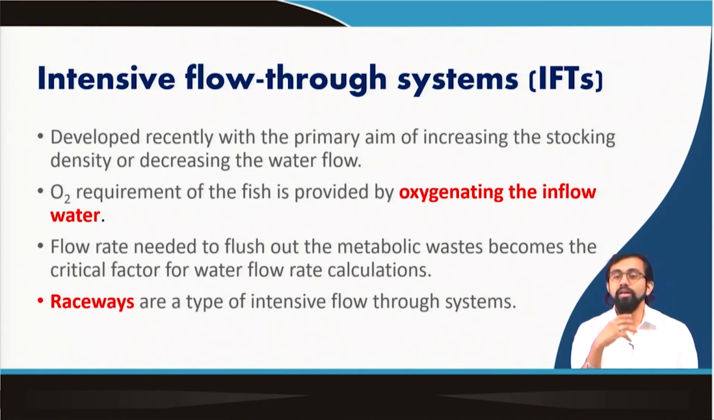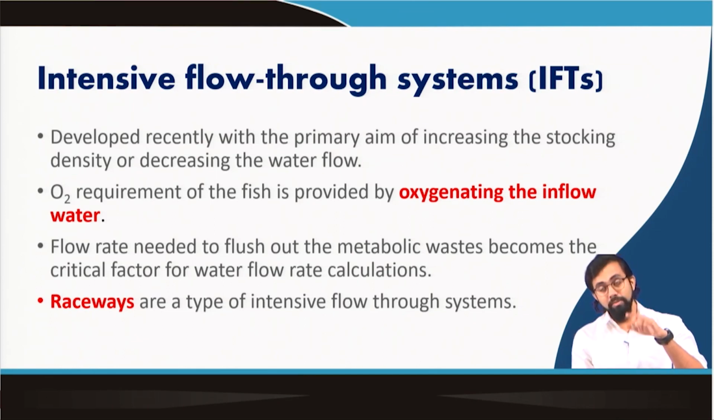There are various means of doing that. Simply, you supply fresh oxygen using oxygen cylinders. You can supply fresh air from aeration units and so on. But you have to make sure that you oxygenate your inflow water to a certain level, so that the flow through system has enough oxygen and increasing the stocking density will not cause any issue to your system. That's why it's called an intensive flow through system. The water flow can be minimized, because water flow is for what? To supply the additional oxygen.